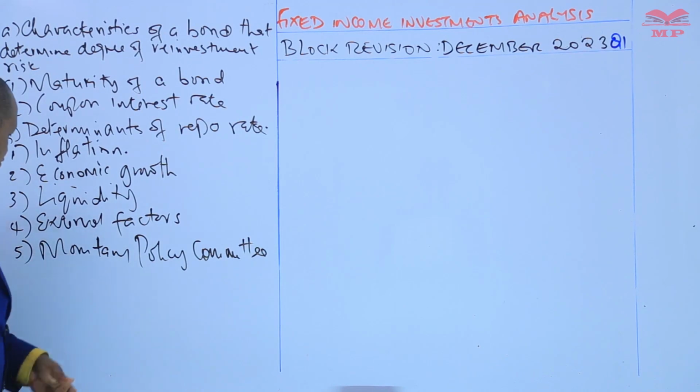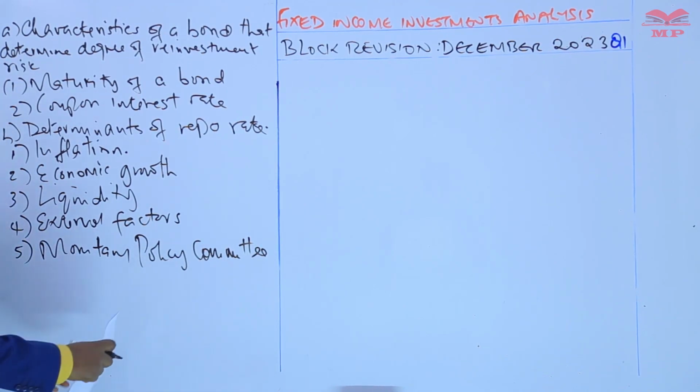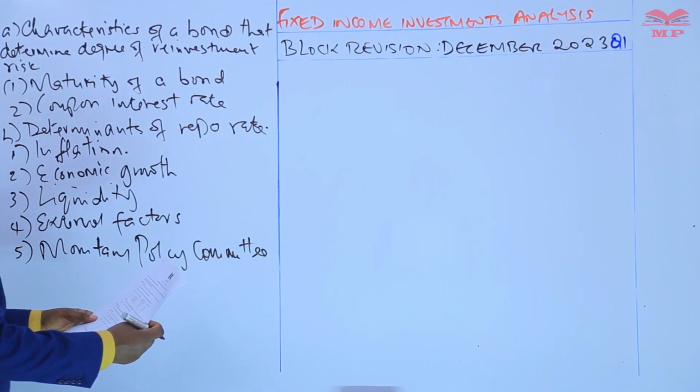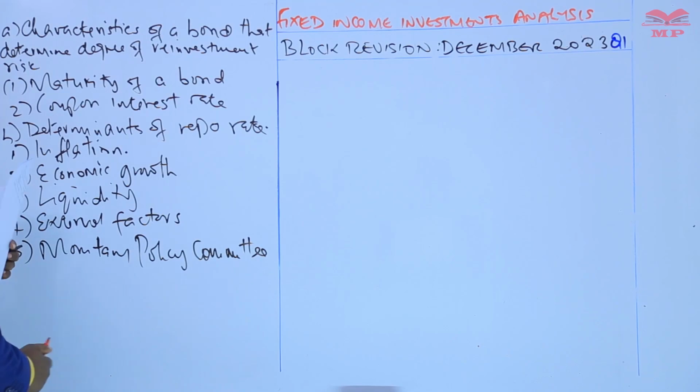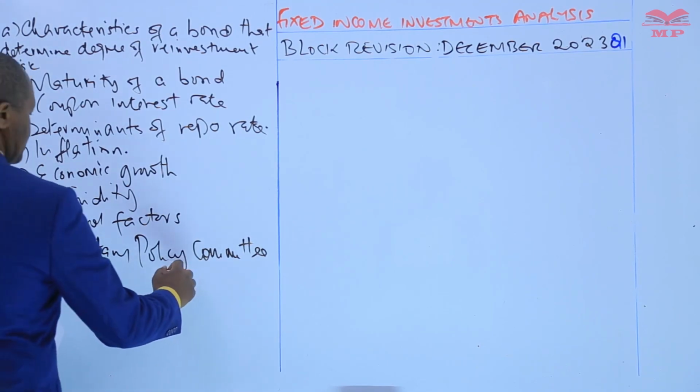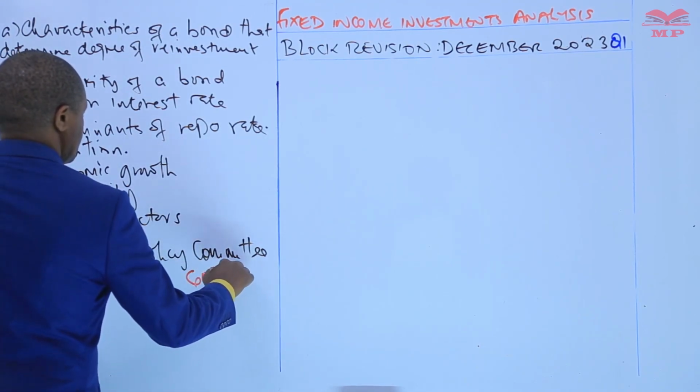So these are 5 determinants of the repo rate. Candidates were to give 3, I've given you 5 determinants. How many marks? These are 6 marks.